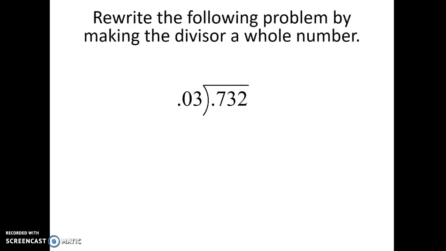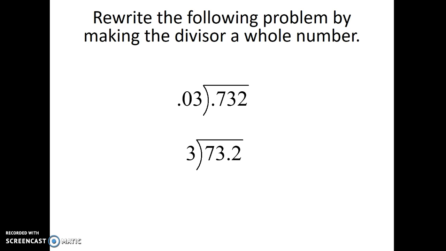Now look at this problem. I have a decimal in my divisor, but I have 2 decimal digits in the problem. So that means instead of multiplying by 10, I'm going to have to multiply by a power greater than 10. Pause the video, rewrite this problem, and also jot down what you multiplied by to get your divisor to be a whole number. Okay, let's see how you did.